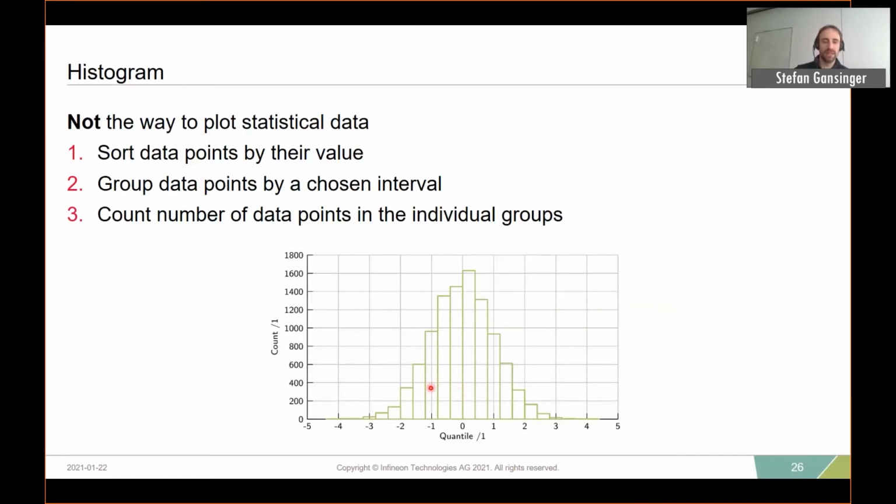So for instance, you see this here. We have the data values on the x-axis and the count result on the y-axis. So in the interval which is located at -1, for instance, we count approximately 915 values. So this is how we generate the histogram.